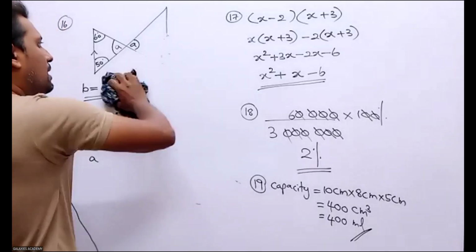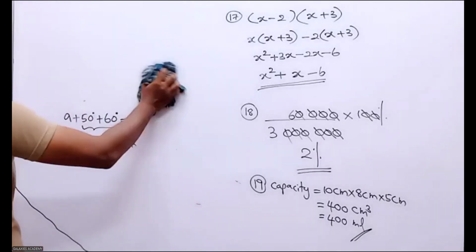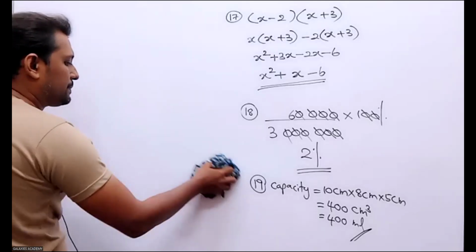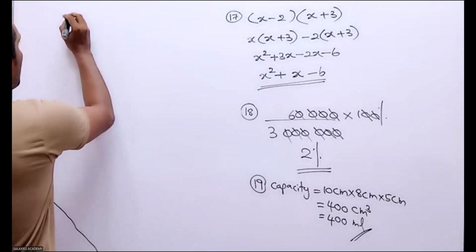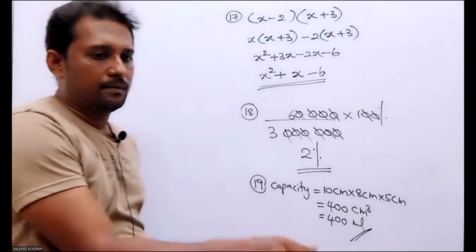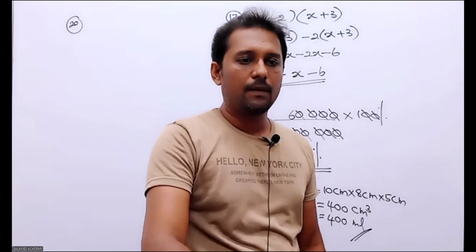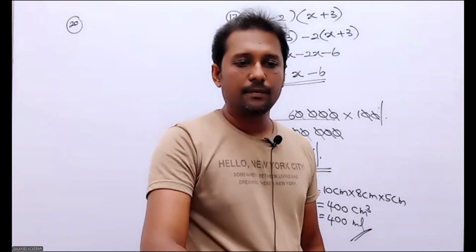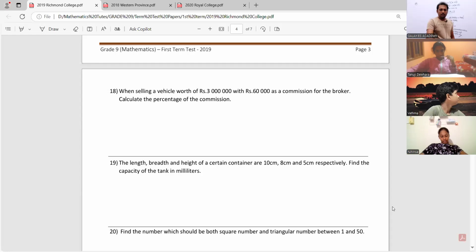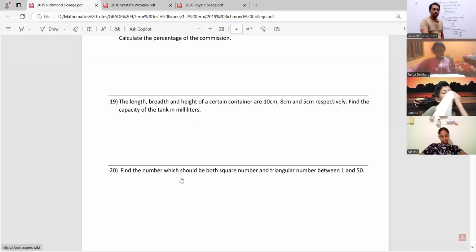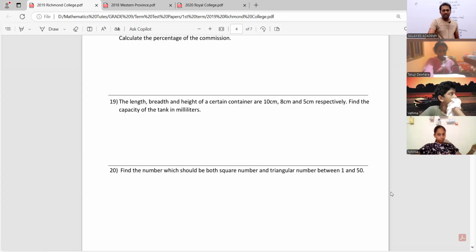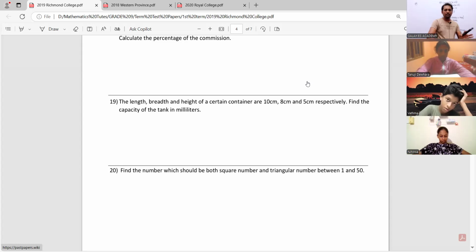Right. Then let's go to the last question of the first part of this paper. Question number 20. The last one given. Find the number which should be both a square number and a triangular number between 1 and 50. Right. This number contains both square numbers and triangular numbers. Also, this number should be between 1 and 50.